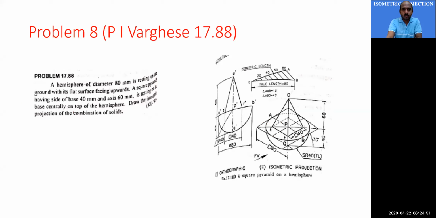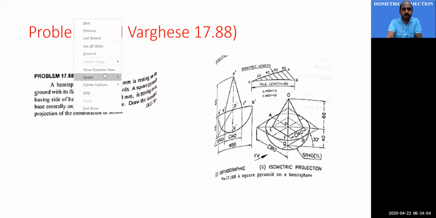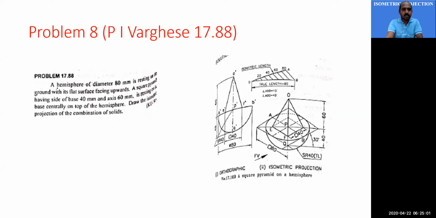Actually it is a combination, meaning two solids. Here we have two solids. Read the question. A hemisphere of diameter 80 mm is resting on the ground with its flat surface facing upwards, meaning the circular face of the hemisphere appears.